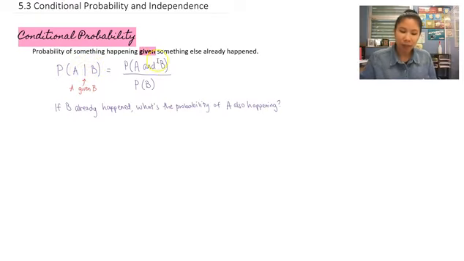The formula looks like this. We are looking for the probability of A and B divided by the probability of B. So an easy way for me to remember this is just and over given. Like whatever information you are given, that's what you're dividing by. So and over given. In words, basically you're saying if B already happened, what is the probability of A also happening? That's just what we're trying to answer here.